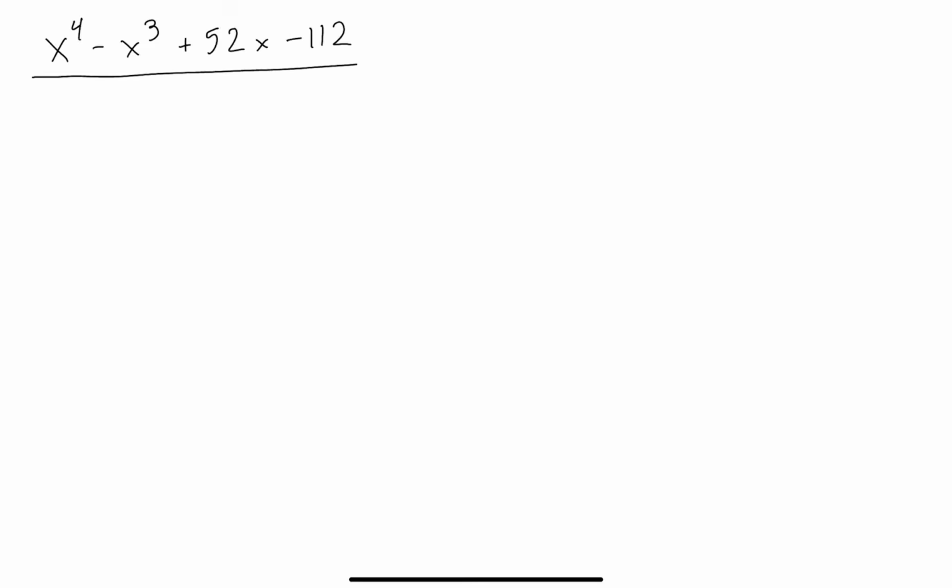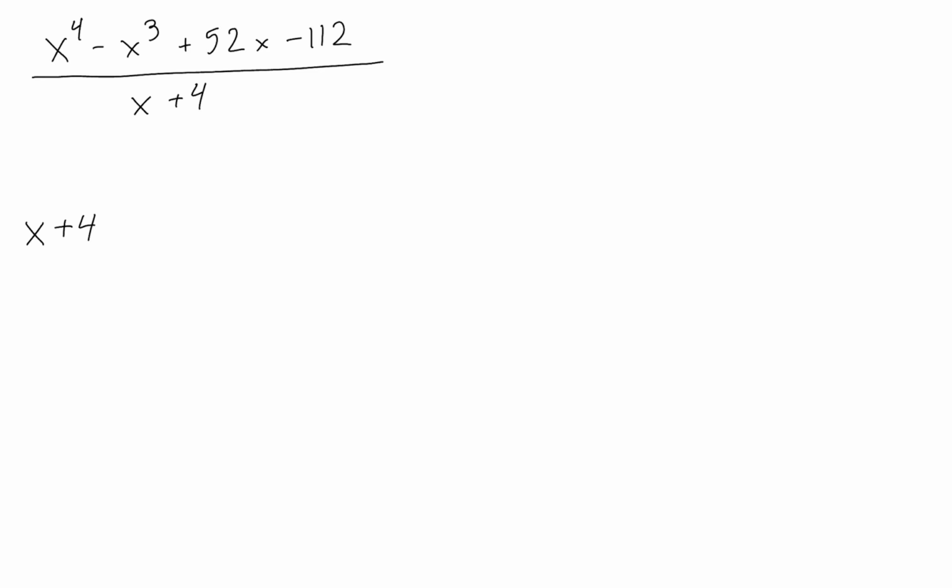Today we're going to do some long division with polynomials. So if we divide the polynomial x to the fourth minus x cubed plus 52x minus 112, we'll take that and we'll divide it by x plus 4. So we can write division like this, or we can go back to when we first learned long division and put that divisor out front.